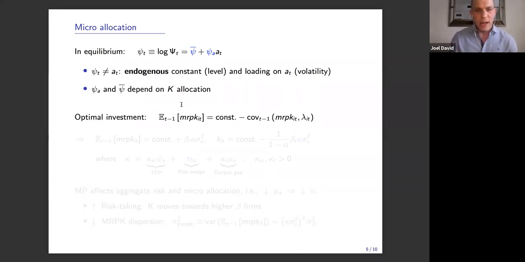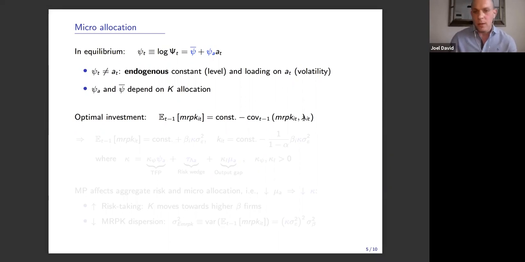First, I can derive a standard Euler equation or asset pricing equation, which relates the expected marginal product of capital at the firm level to a constant plus a risk premium, which is just the standard negative covariance of the MPK with the stochastic discount factor. Now, remember, this is exactly the equation I showed you on the first slide in the introduction. So here it pops right out.